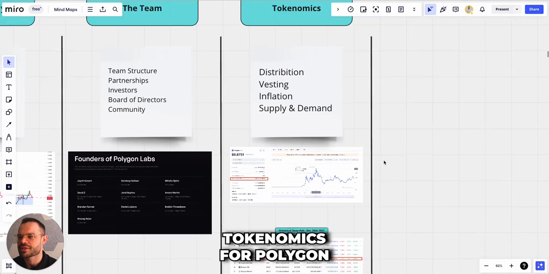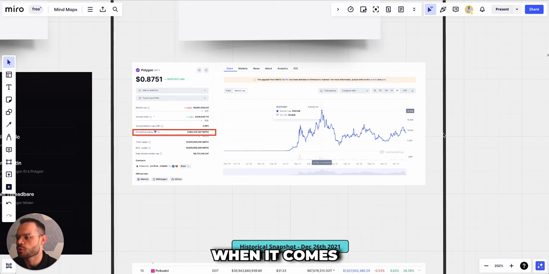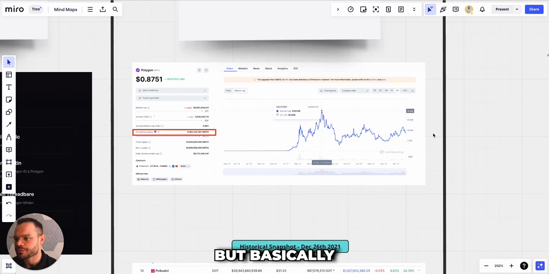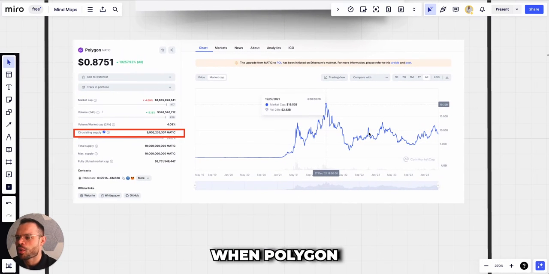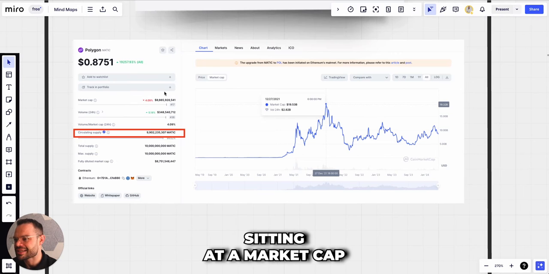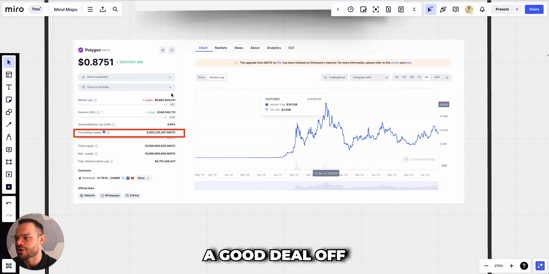Jumping onto the tokenomics for Polygon before making our price prediction, this is the important area to note when it comes to thinking about some of the variables we're going to be plugging in for our price. Basically, what we can see over time here is that when Polygon was putting in those all-time highs on December 27th, 2021, we were seeing a market cap just under 20 billion. So the peak market cap for Polygon at the height of the last bull cycle was 19.53 billion US dollars. We're currently sitting at a market cap today of about 8.66 billion, so still a good deal off the previous all-time highs.